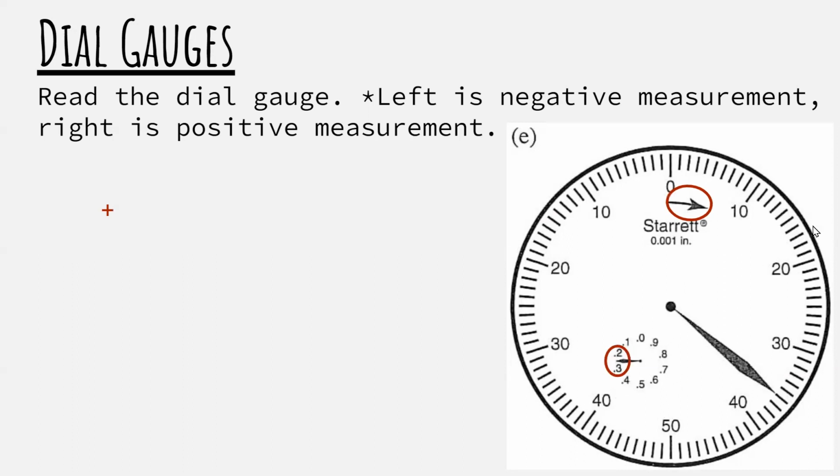We are between 0.2 and 0.3. We're going to go with the smaller one, 0.2. The last place you look is where this larger needle ends up, and that one ends up at 36. My label is going to be in inches. So I'm at a positive reading of 0.236 inches.